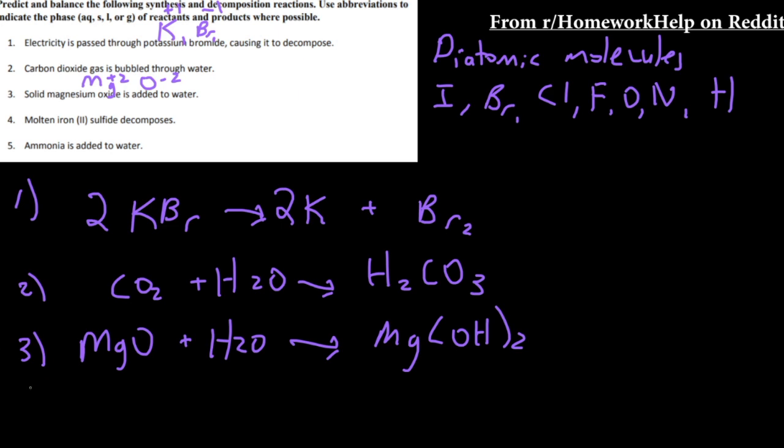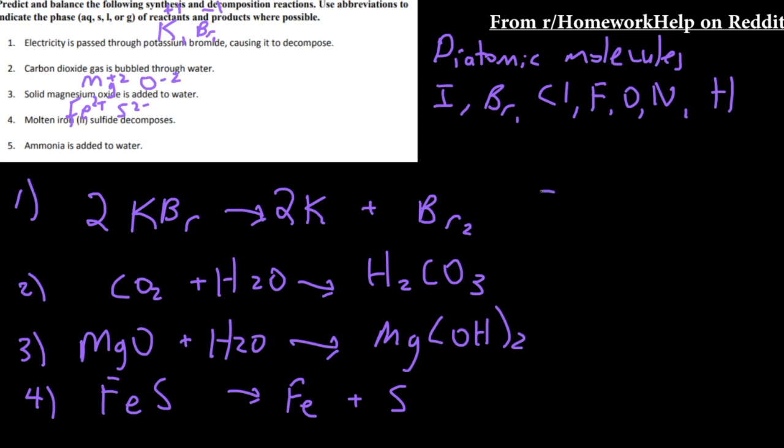So from here we have iron 2 sulfide. So iron is something that could have multiple possibilities, multivalent, multiple charges. It says it's 2+, iron 2, so 2+. Sulfur is usually 2-. Cross it, you'll get FeS, breaks down into iron plus sulfur. And these can exist by itself because they're not part of the diatomic molecules.